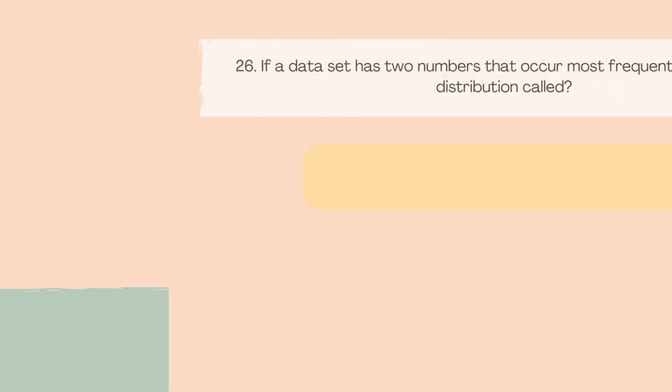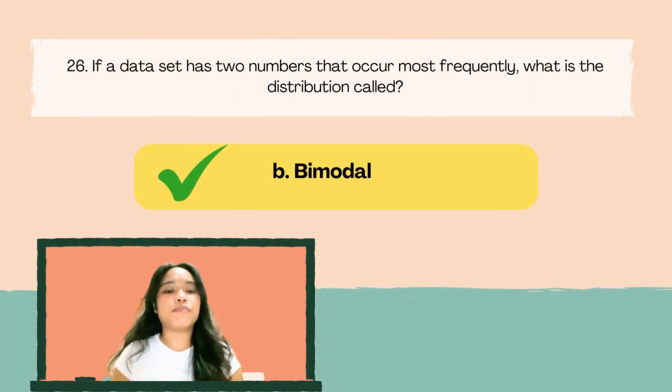The correct answer is B. Bimodal. The mode is the most frequent value. If there are two values that tie for being most frequent, the data is bimodal. For example, the numbers 2, 2, 3, 3, and 4. The modes are 2 and 3. It is a bimodal distribution.